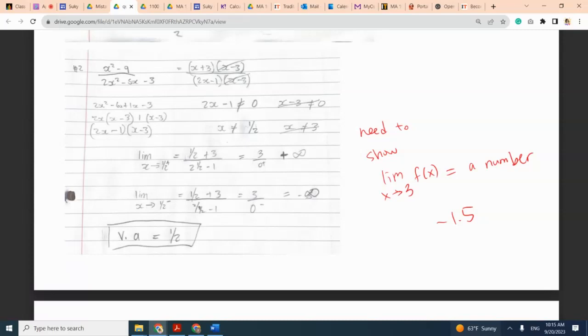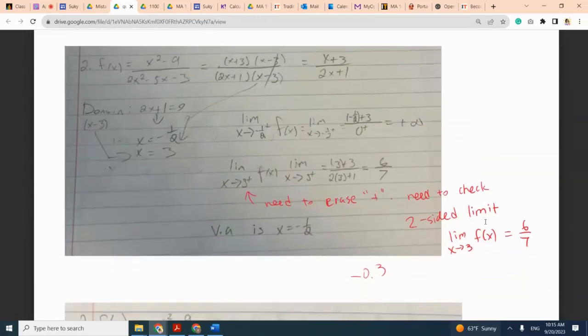Using the limits. You check both sides. You go to a fixed number, not to infinity or minus infinity. Then for sure we don't have a vertical asymptote there. This is how we show it. This is why. So make sure you do that.